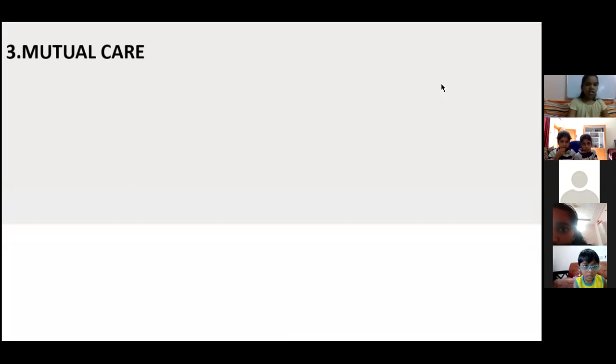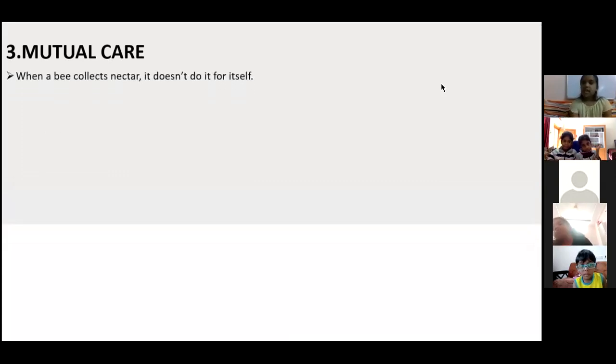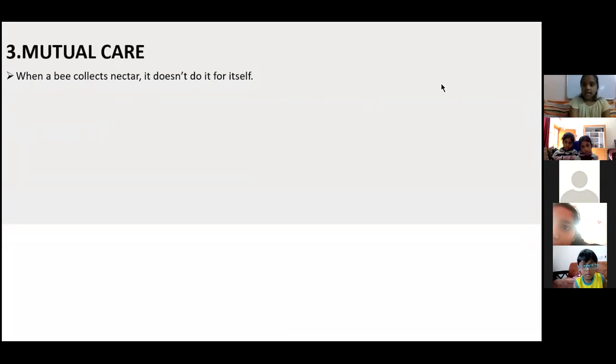Mutual care. What is mutual care? Mutual care means when a bee collects nectar, it doesn't do it for itself. The process of making the nectar into honey takes two months, and the bee normally lives for 30 days approximately. The worker bee that collects nectar and pollen only lives up to 30 days. It doesn't do it for itself. It does it for the survival of the hive. That means the bees never get to see the fruit of their labor, but still they work.